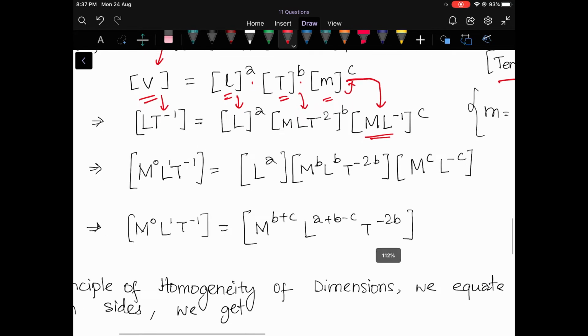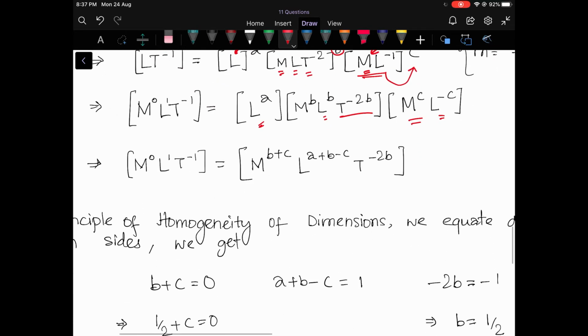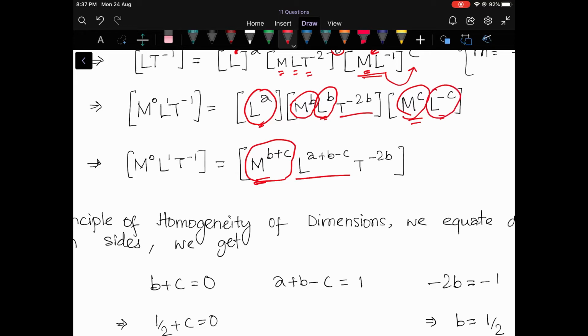We then arrange: multiply this a with this L, it is the power for that, so we get L to the power a. This M will have a power b, L will have a power b, and T will have a power minus 2b. Then finally the c will be multiplied for M, so we get M to the power c, L to the power minus c. Now we simply arrange. M has a power of b, M has a power of c here, so we get M to the power b plus c. Then we have L here, L has a power a, L has a power b here, and L also has a power minus c. So we write L to the power a plus b minus c. Finally we have T here, which has a power of minus 2b.